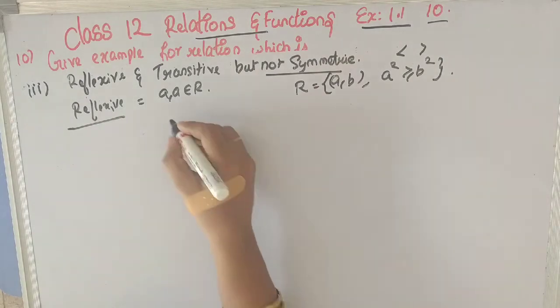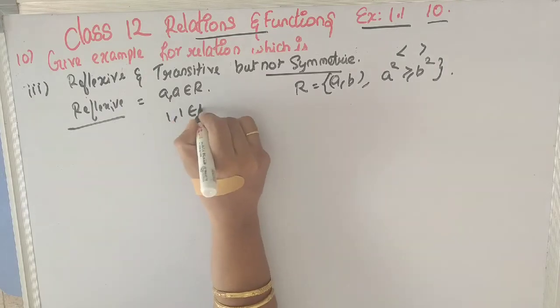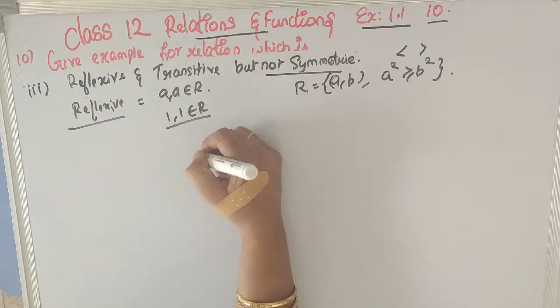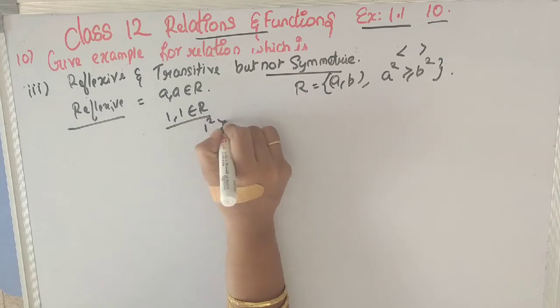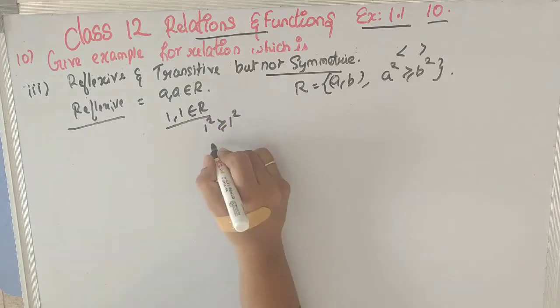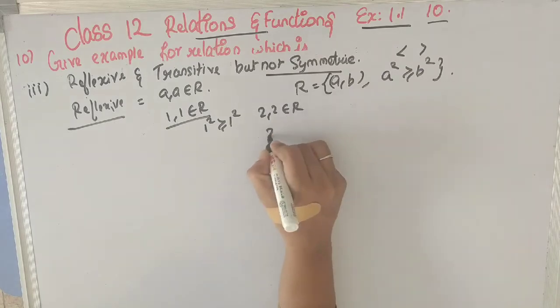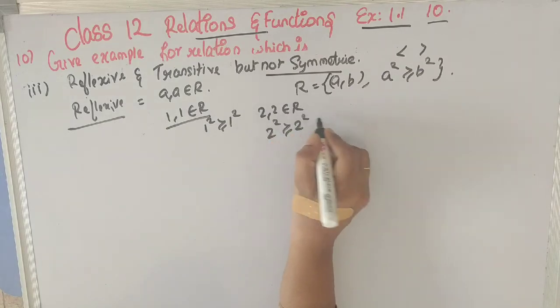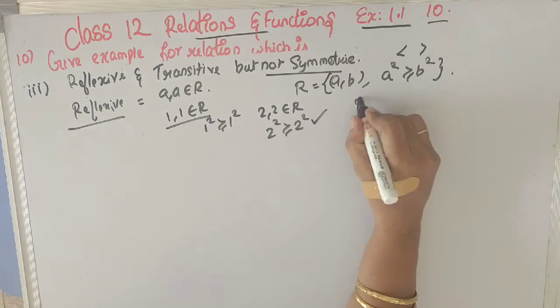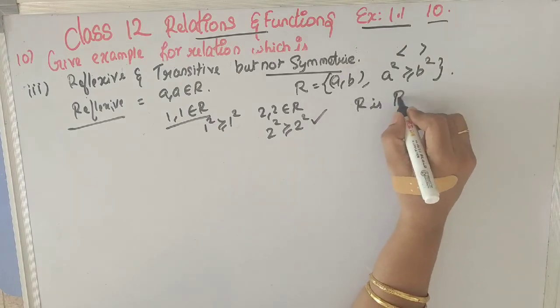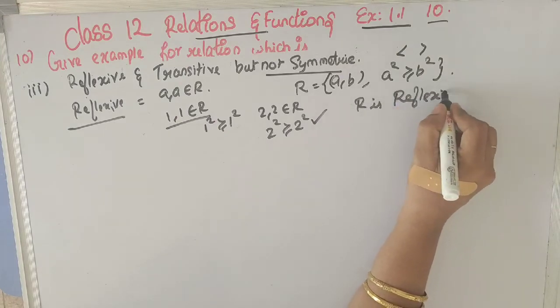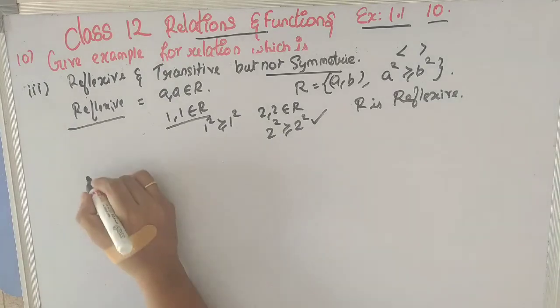Now we can check whether it is reflexive or not. For a reflexive relation, (a, a) must be an element of R, isn't it? Here, is (1, 1) an element of R? Yes, 1 squared is greater than or equal to 1 squared. So this is possible. Is (2, 2) an element of R? Yes, 2 squared is greater than or equal to 2 squared. So it is possible. So the relation R is reflexive.